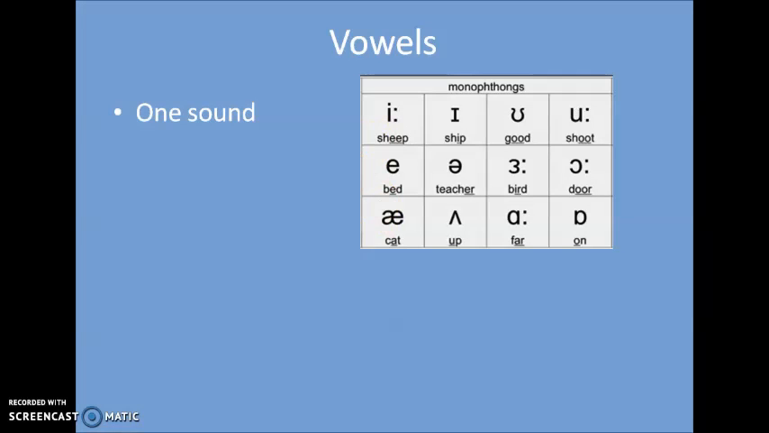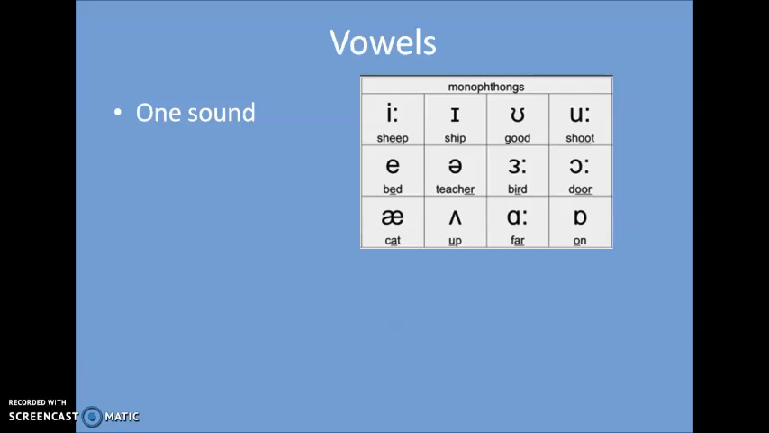The E, like in sheep, I, like in ship, U, like in good, U, like in shoot, E, like in bed, the sound like in teacher, the sound like in bird, O, like in door, O, like in on, A, like in far, A, like in up, and A, like in cat.